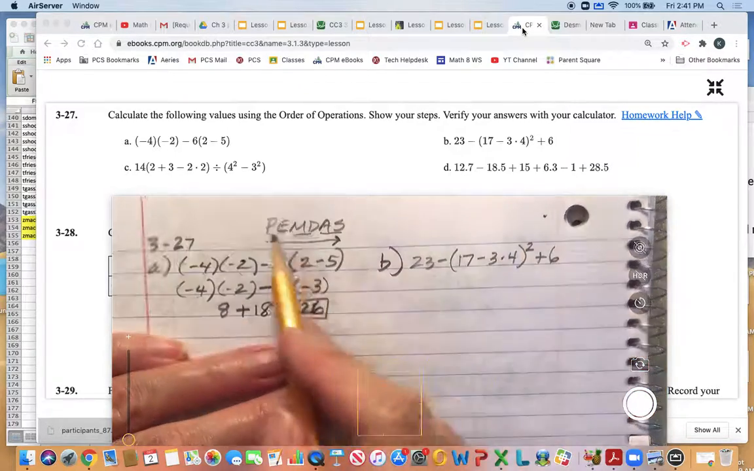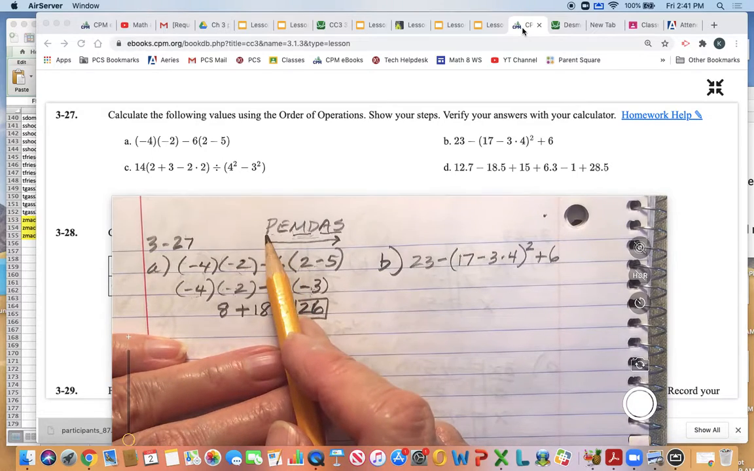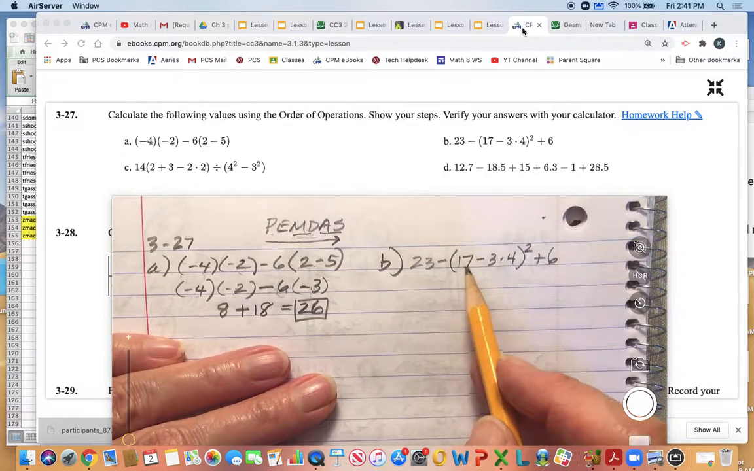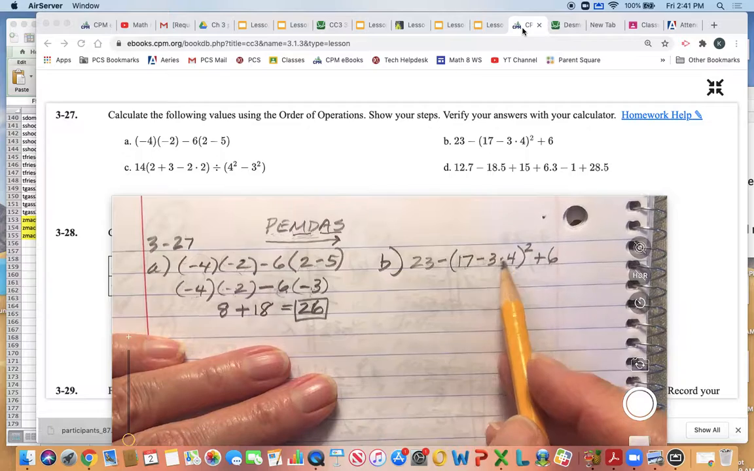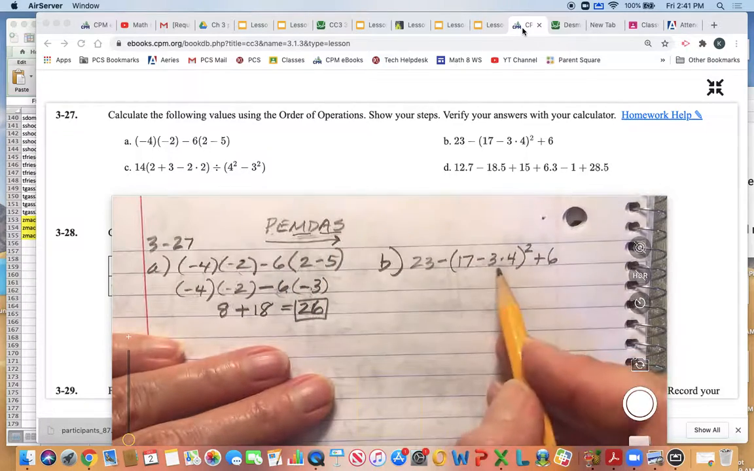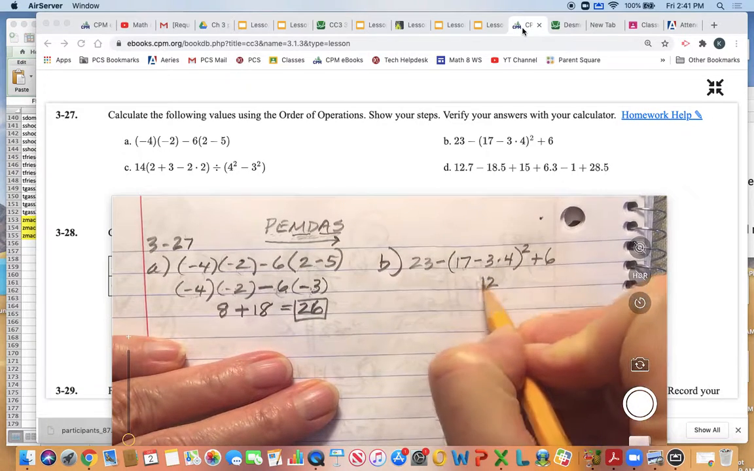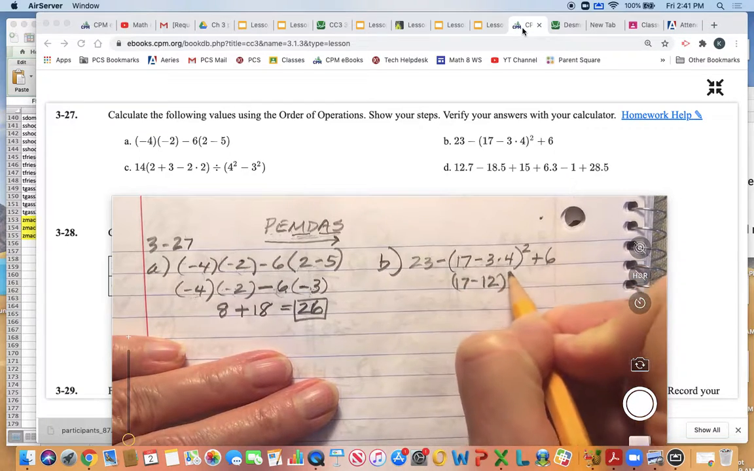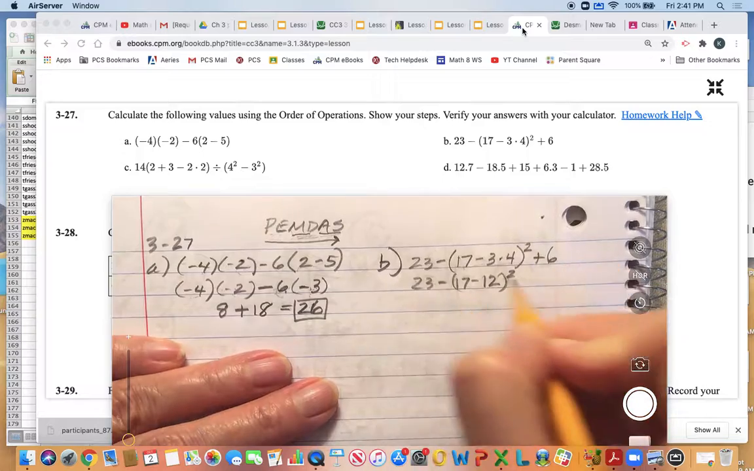Okay, so if we look at order of operations, first we have to resolve what's in the parentheses. And what's in the parentheses is both subtraction and multiplication. So in that case, we take the multiplication before the subtraction. So 3 times 4 is 12. And so that would be 17 minus 12. And then we'll rewrite the rest of it.